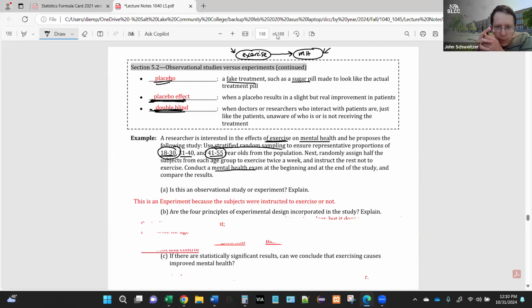So are the four principles of experimental design incorporated in the study? Let's draw this out. So you guys remember the stratified random sample. With strata, we have these non-overlapping groups. And in this case, it's non-overlapping by age, right? So we have the younger folks, 18 to 30. We have this middle group here of people in their 30s, and then these kind of more middle-aged people over here. Don't really have any seniors in here.